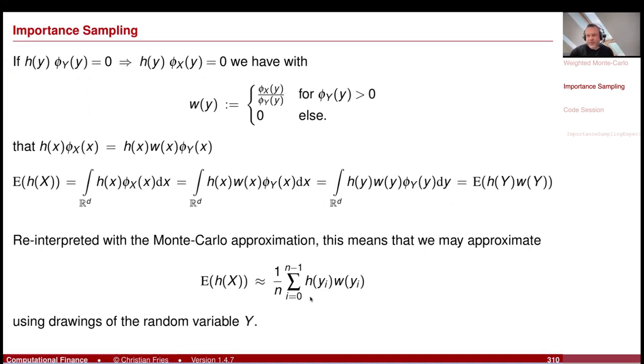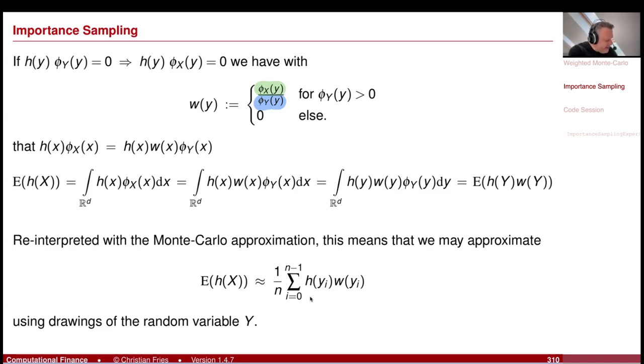Then I would like to use my weighted Monte Carlo, so I need to define the weight. My weight is, as before, the density that I would like to have divided by the density of the sequence that I'm using. So instead of f and g, I use phi x and phi y. My weight is phi x divided by phi y. But I cannot divide by phi y if phi y is 0. But note that in my Monte Carlo approximation, I'm sampling y, so the points where phi y is 0 will never occur.